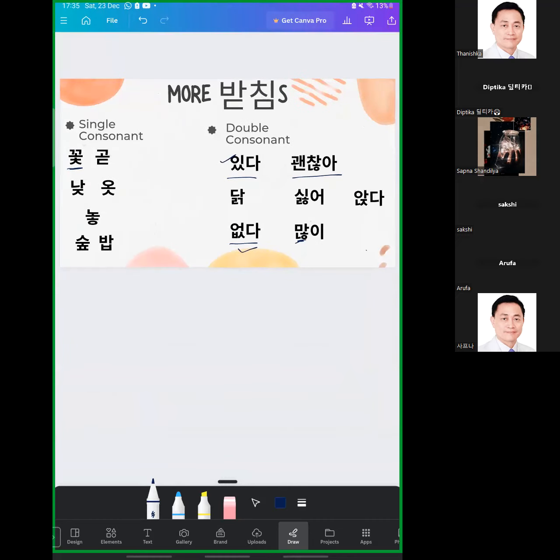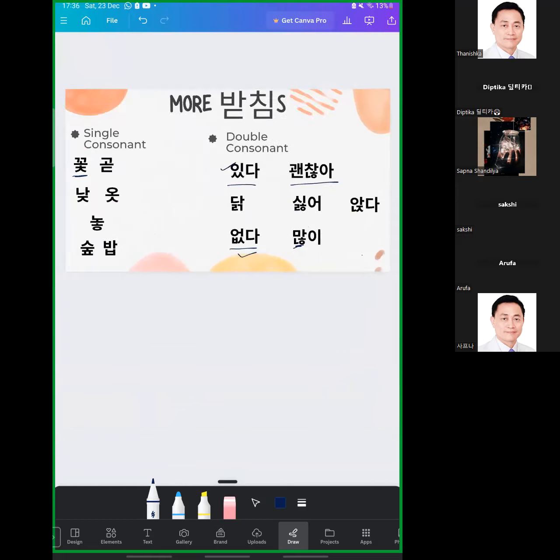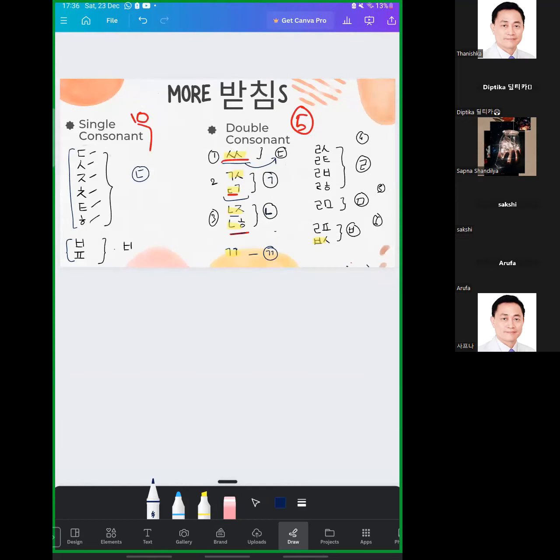So now these were the examples. Since after covering these pachims, I think we have finished all that we need to know for reading Korean. So now you are in a position where you can read anything that comes, like any sentences that come in front of you.